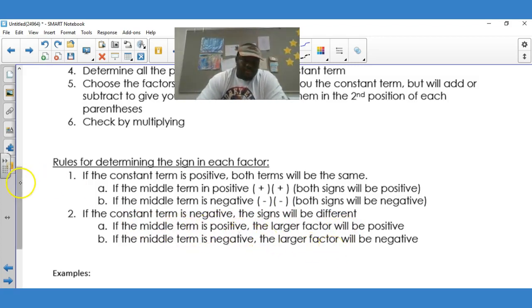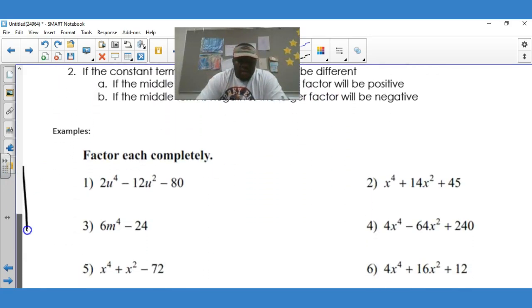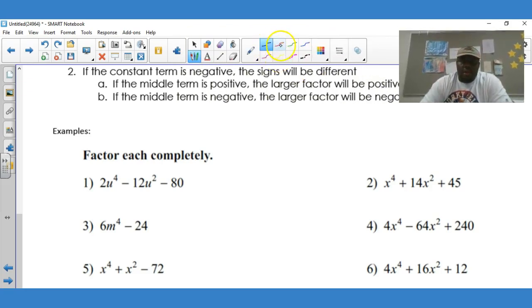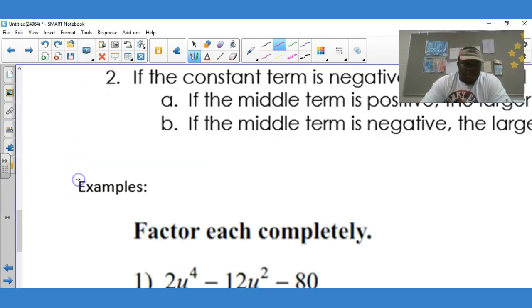Now let's go ahead and dig in. Let's factor this first one. Remember, first up, we need to look for GCFs off the top. We need to see if there's a greatest common factor between all these numbers, and there is. The greatest common factor between 2, 12, and 80 is going to be 2. So I'm going to factor out 2. Let me make this bigger so I can have more space to write.